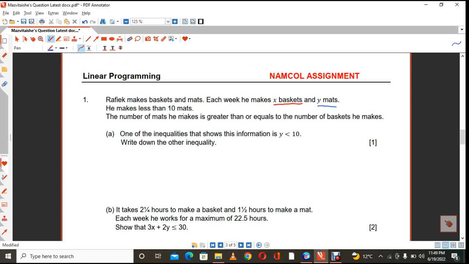And then he makes less than 10 mats, so that is represented here. So that is one inequality. The number of mats, that one is the one that we have to write down. The number of mats should be greater than or equal to the number of baskets, right? That is the other inequality, and that is just one mark. So that is definitely how you write down that inequality. So right now we have two inequalities.